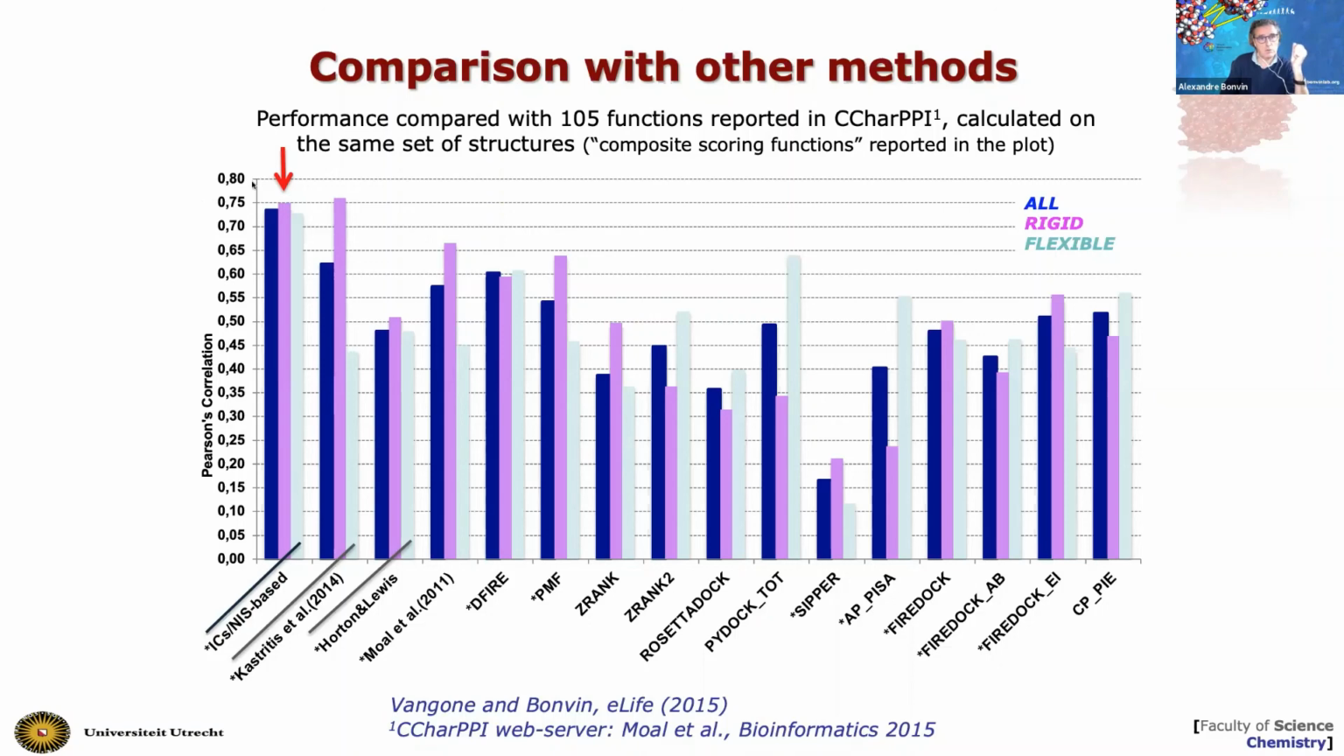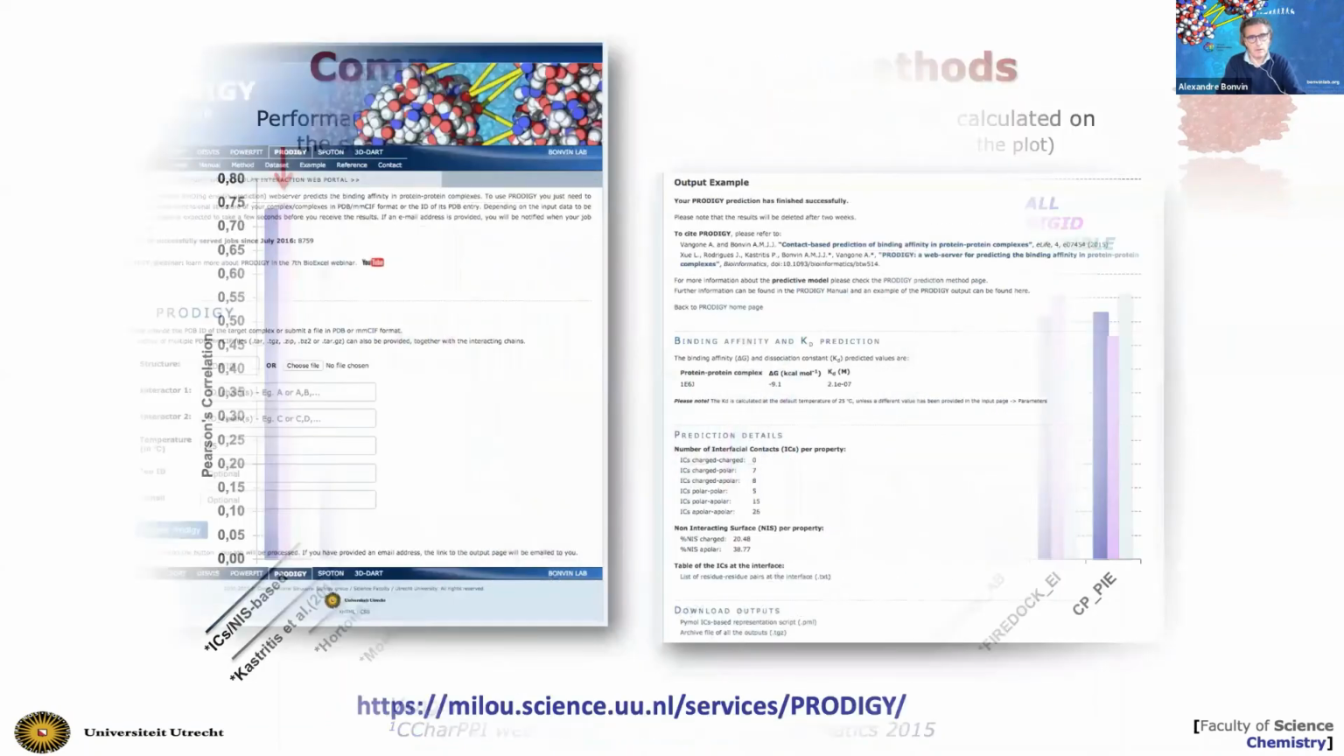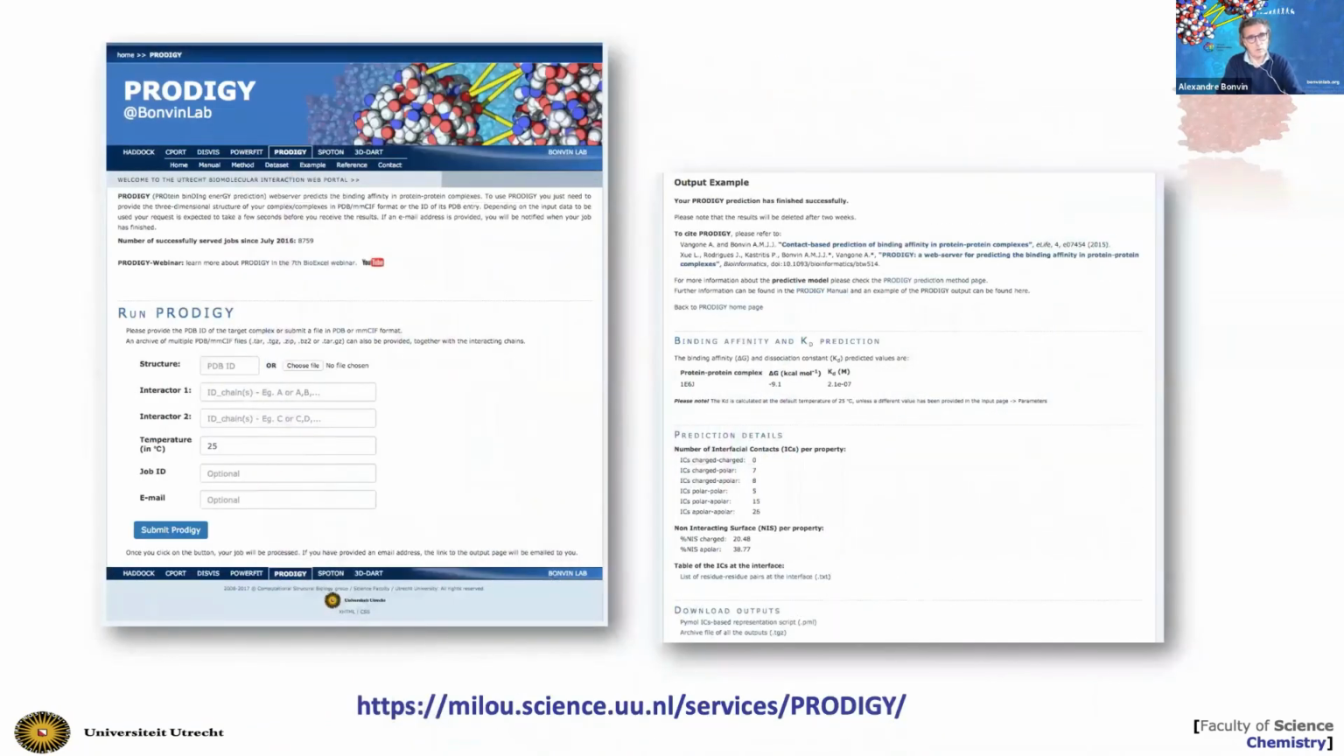And now when we use the contacts together with the non-interacting surface, you see that it's, first of all, very stable in terms of prediction capability, both for rigid and flexible complexes, giving you a performance of about 0.74. So this was published in 2015, and it's still one of the better and very simple, very fast predictors of binding affinity. This is now implemented as a web server, so you can run it very quickly. It's also available on GitHub, so you can download the code and run your predictions locally. It's very fast because it's just counting contacts.